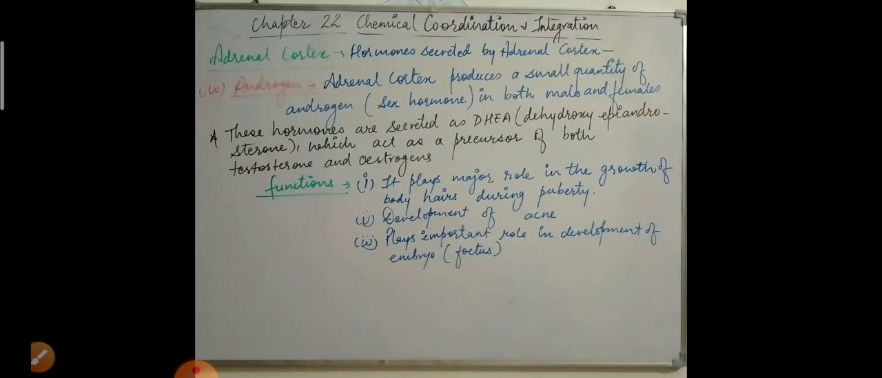So now, what are the functions of androgen? We'll just discuss over here that it plays a major role in the growth of body hairs during puberty. That means these hormones are responsible for the secondary sexual characters. So what are the secondary sexual characters? The first one is the growth of body hairs during puberty. Second is the development of acne on the face, and it plays an important role in the development of the embryo. That is, in females, when embryo development occurs, it helps in the development of the embryo or fetus in the mother's womb.